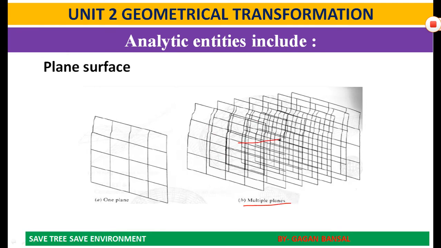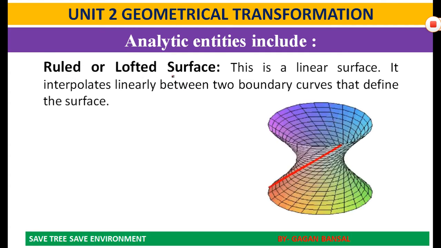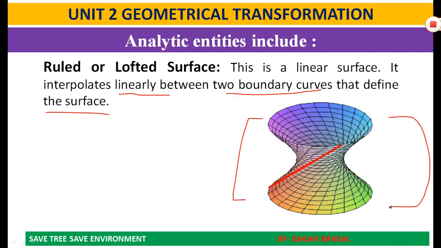From the figure we can make it very clear. So this is a multi planes. This is one of the entities to construct a surface modeling. Another is ruled or lofted surface. This is a linear surface. It interpolates linearly between two boundary curves that define the surface. As it is very clear from this figure, it shows the lofted surface.